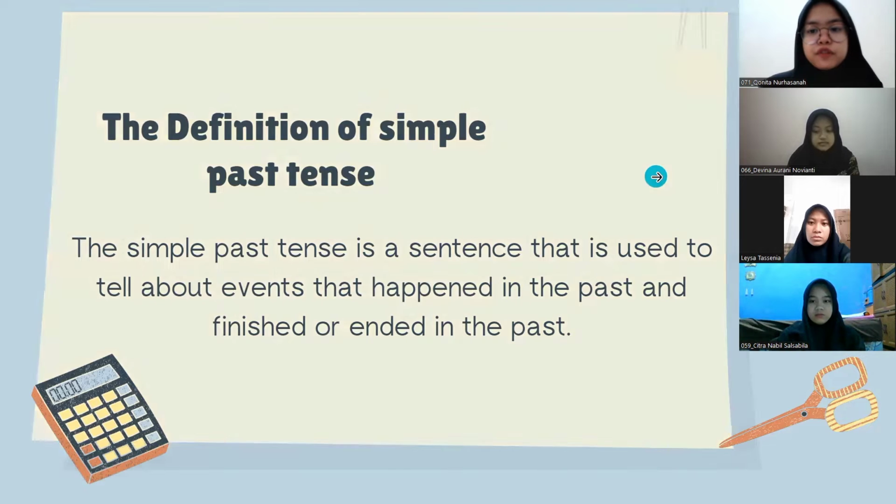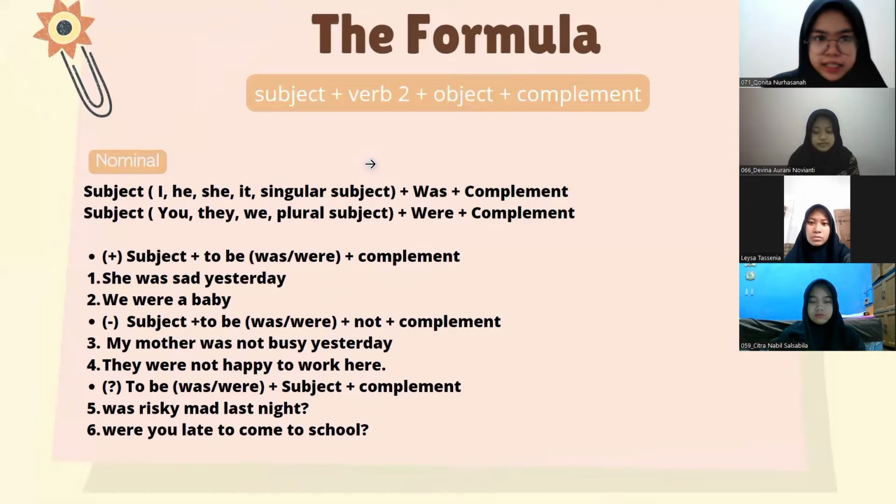And next, we move to the formula of simple past tense. So the first is subject, followed by verb to, and then followed by object, and then the last is followed by complement. And then there are two types of sentence. The first is nominal sentence, and the second is verbal sentence. And I will explain about the nominal sentence first.